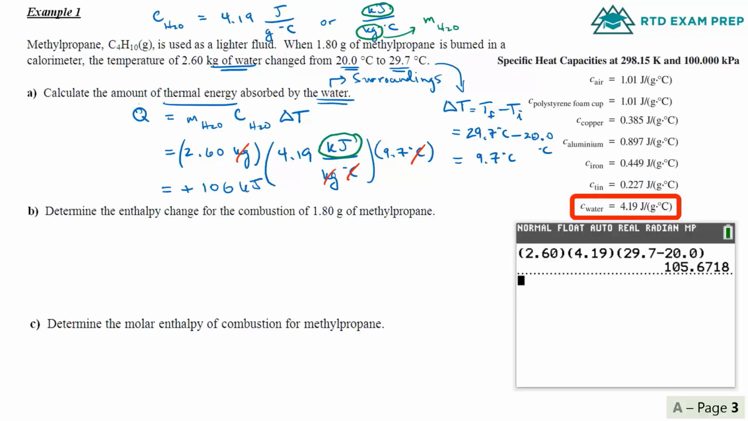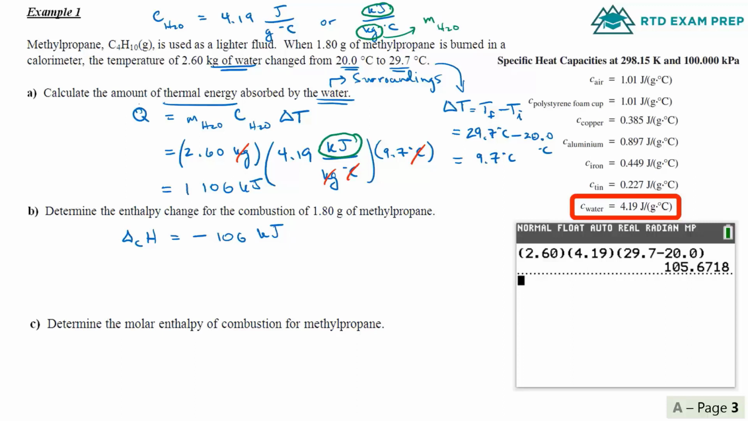All right, now we want to determine the enthalpy change for this combustion of 1.80 grams of methylpropane. So here in this scenario, our delta H for combustion is going to be equal to negative 106 kilojoules. Remember that the delta H for a particular reaction is simply opposite in sign to what we see for Q.